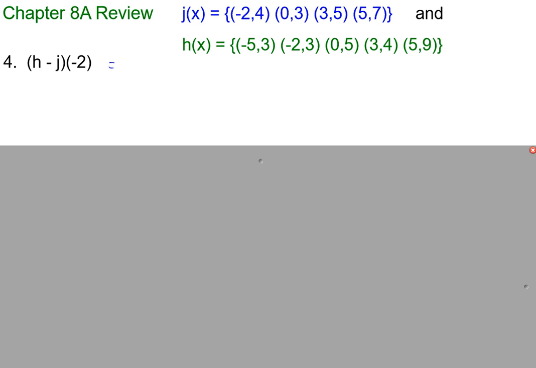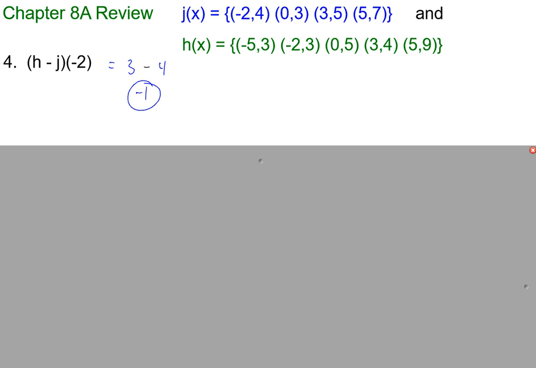H of negative 2 is a 3. And from that, we're supposed to subtract j of negative 2. And I got my colors backwards. And what is j of negative 2? It's a 4. And last time I checked, 3 minus 4 is negative 1. How many got that one correct? Okay. And again, the rest of you not quite comprehending what's going on.